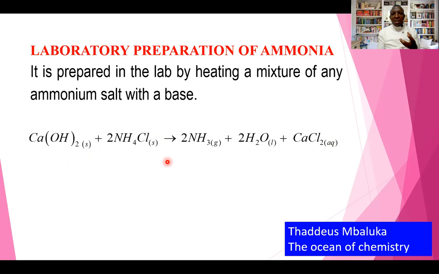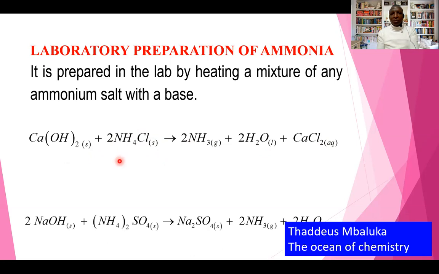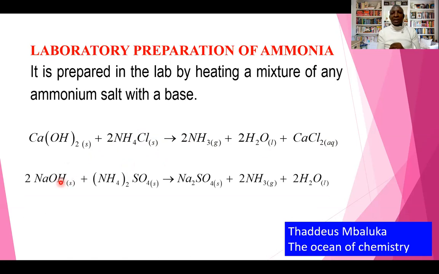If we change the base, we can also use a different base like sodium hydroxide plus ammonium sulfate. The sulfate ion from the ammonium salt will combine with the cation of the base, that is sodium, to form sodium sulfate. The other products are ammonia gas and water.